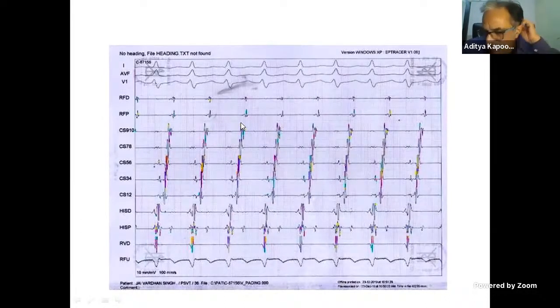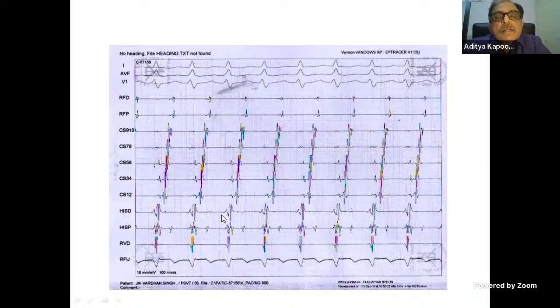So Dr. Vivek now shows you this tracing. There is a narrow QRS tachycardia going on, right? Would anybody like to have a go? If you see clearly, as we have seen, this is the A in the CS, this is the QRS. So it's not a typical AVNRT.